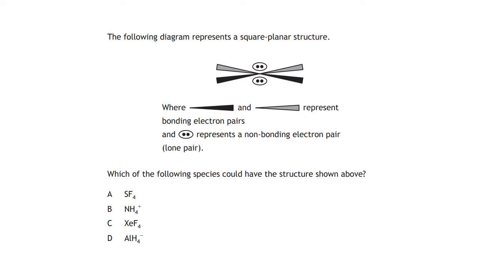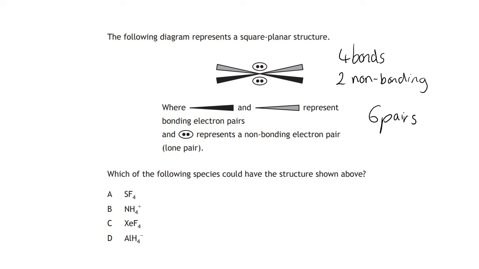This next question is about VSEPR, the shapes of molecules. What we are looking for here is four bonds and two non-bonding pairs. So every single one of these molecules has four bonds in it. What we need to work out is, in total, do we have 6 pairs of electrons?